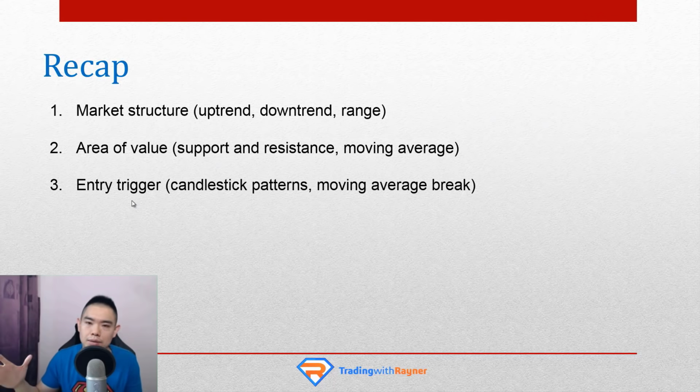Then this brings us to the third section, right? Entry trigger. So once the market is in an uptrend, it's at an area of value, then we look for a specific price pattern called an entry trigger to tell us when exactly to enter a trade. The entry trigger gives us some trigger to tell us that, hey, at this point, the buyers are in control. They are starting to turn up the heat. It's a good time now to enter our trade and to time our entry.